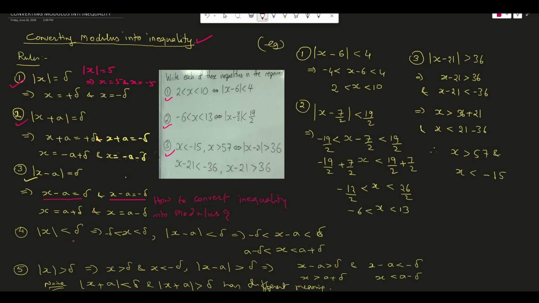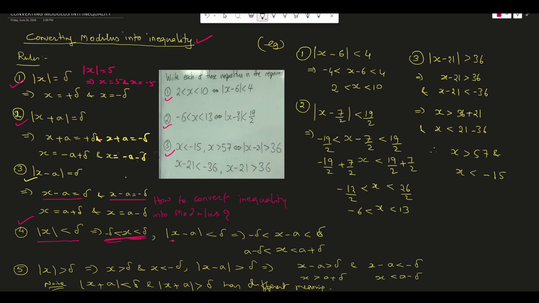Okay. Now let us come to inequality, the fourth rule. If modulus of x is less than delta, what is the meaning of it? The meaning of this is x is between minus delta and delta, or you can say x is less than delta and x is greater than minus delta. So modulus of x less than delta means that x is less than delta and x is greater than minus delta, or if you combine them both, you can say that x is in between minus delta and delta.